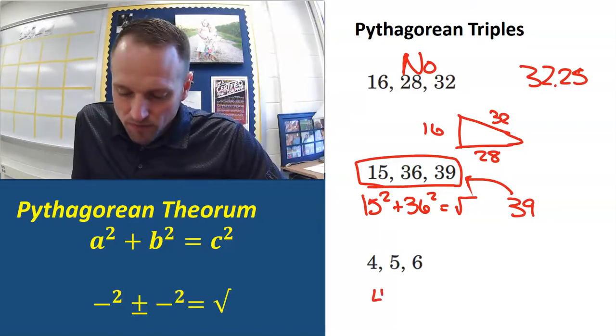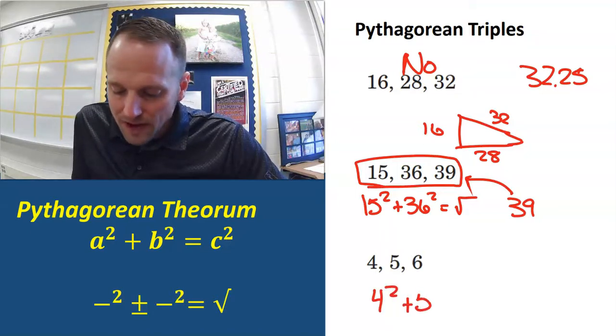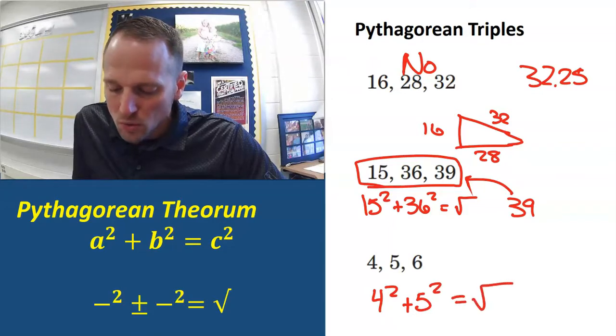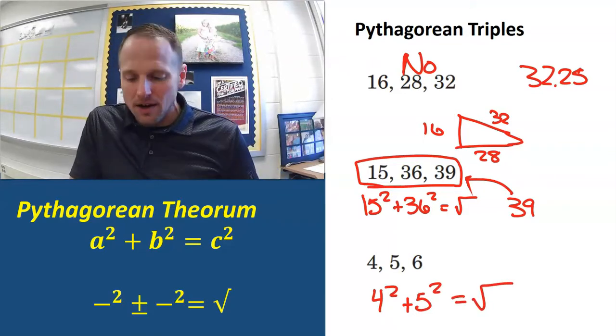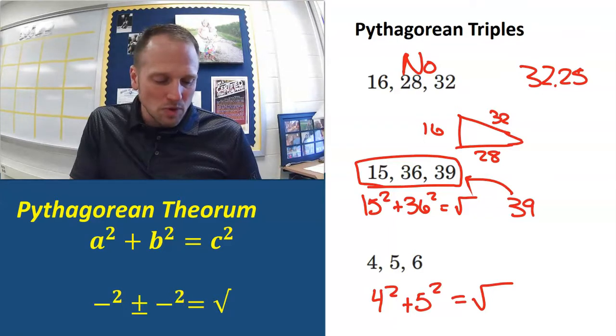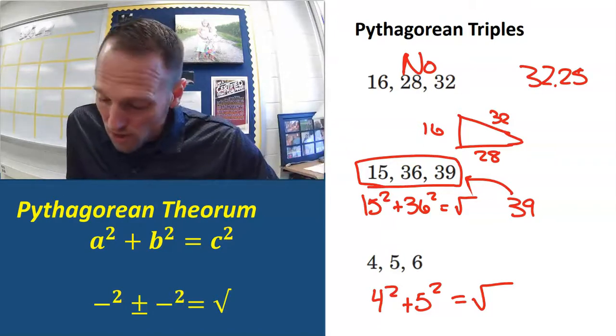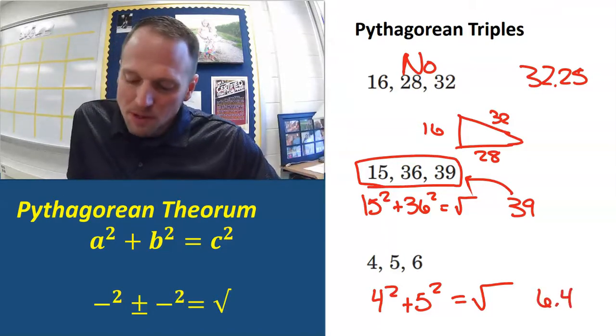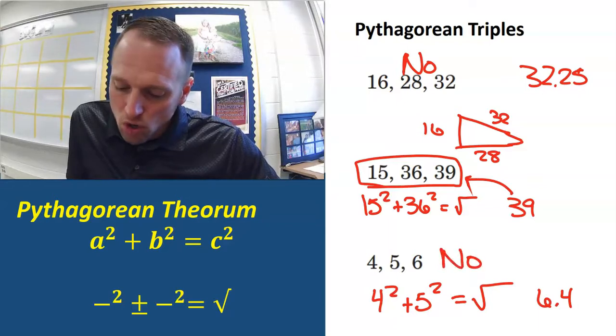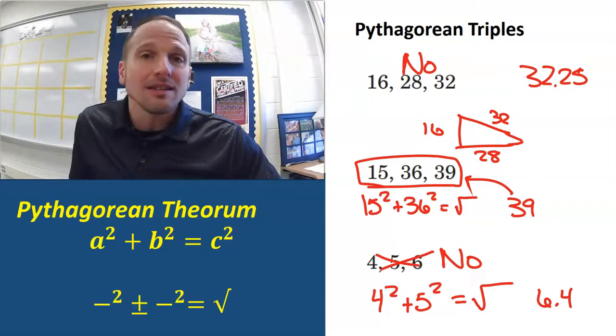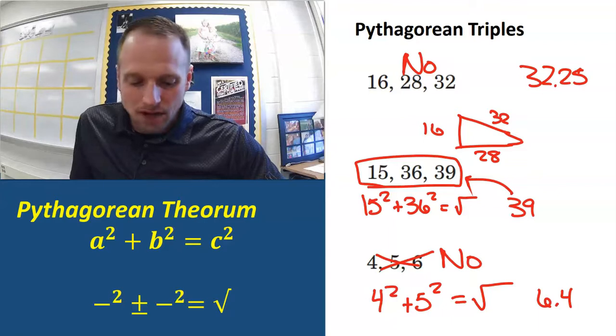How about this one? 4 squared plus 5 squared equals square rooted. Let's see if we get 6 there, if that's a Pythagorean triple. That is going to be 6.4. So is this a Pythagorean triple? No, it is not. That does not make a right triangle.